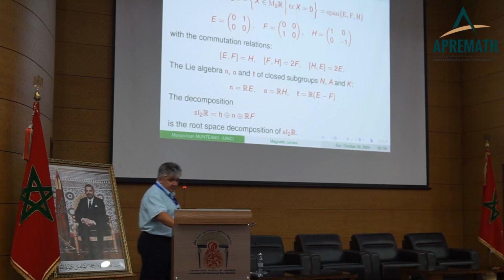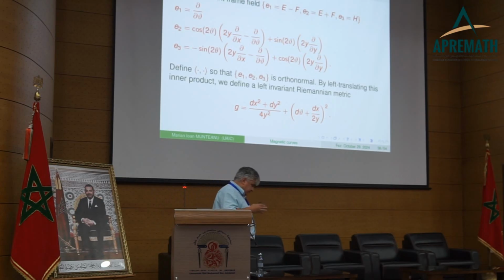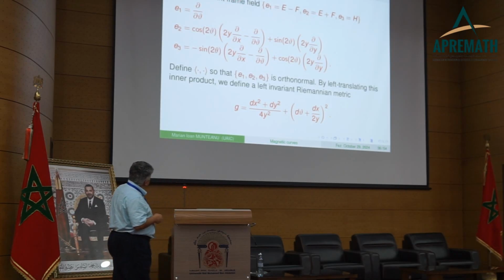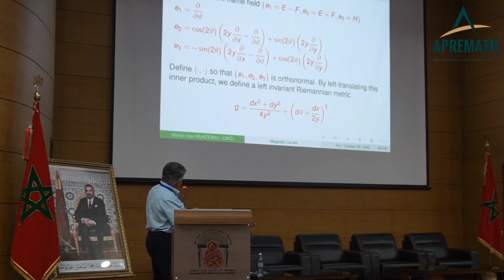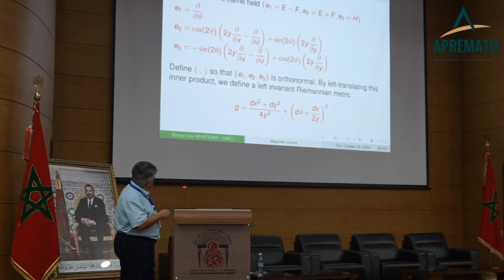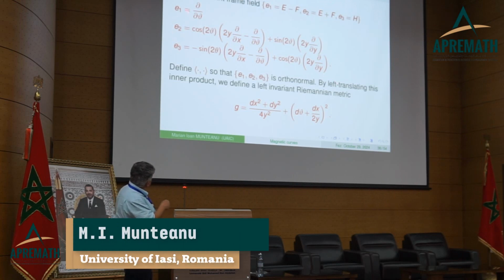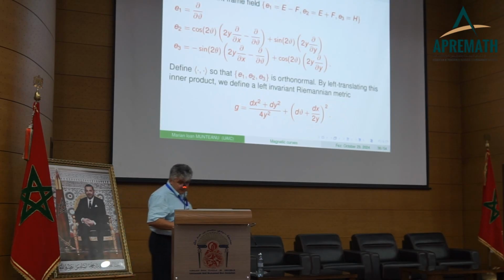So we have this decomposition, and we take the left invariant vector fields, the invariant frame U1, E2, E3. Just to fix the notation, these are very well known things. On the Lie algebra we define the inner product such that these are orthonormal, and by left translating this inner product, we obtain a left invariant Riemannian metric, which is this one.